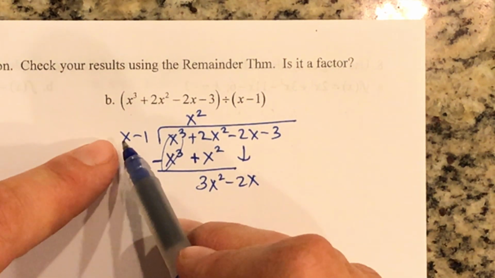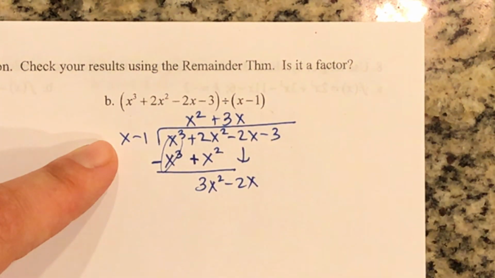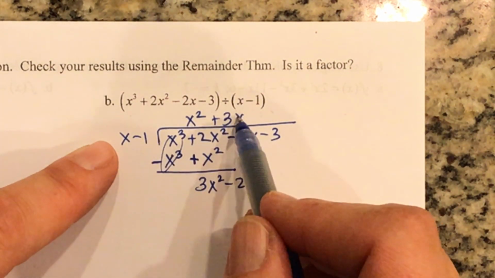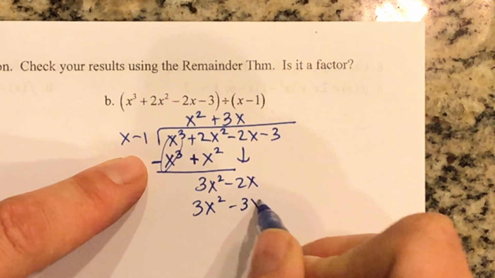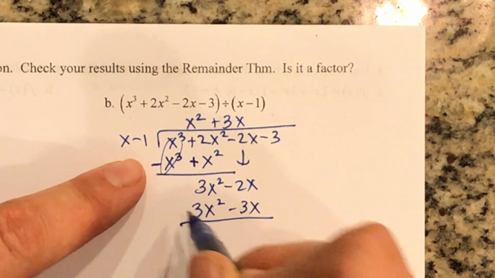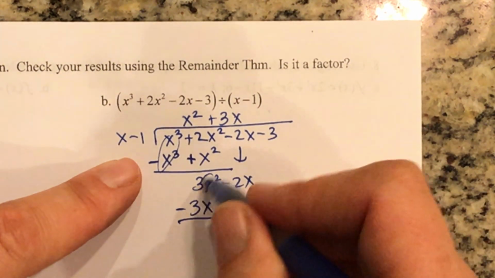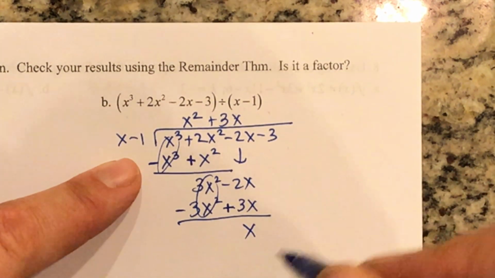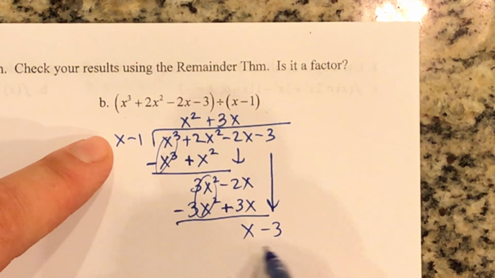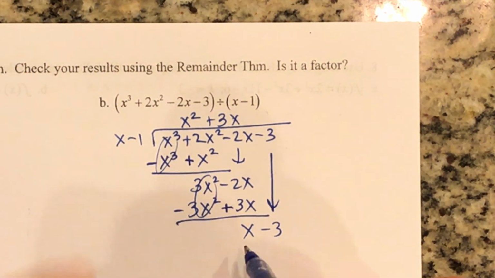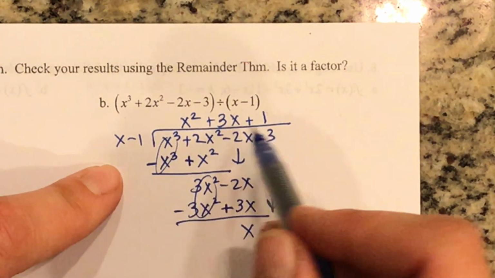Okay, now the question is, x times what gives me 3x squared? 3x is the answer. So now I multiply those and I get 3x squared minus 3x. When I go to subtract, it's going to make this one negative and it's going to turn this one to positive. That's a 0, and now I've got an x here. Minus 3. So x times what gives me an x? So that's going to be tricky business. That's a 1, actually, plus 1.